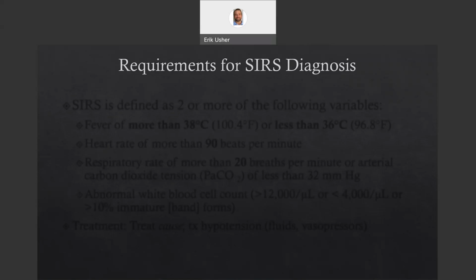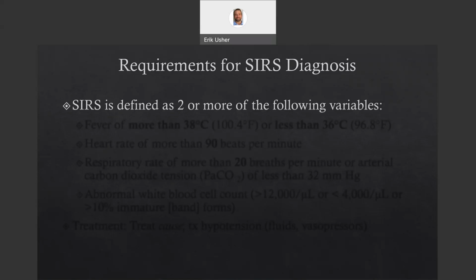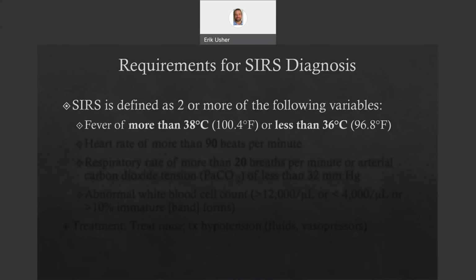So we need certain requirements to actually diagnose SIRS, and it's defined as 2 or more of the following variables. One, do they have a fever more than 38 degrees centigrade or 100.4 degrees Fahrenheit, or the opposite extreme: are they hypothermic, less than 36 degrees centigrade, which is less than 96.8 degrees Fahrenheit? They need to have a heart rate more than 90 beats a minute. And this is interesting because it's not tachycardic. It's more than 90 beats a minute.